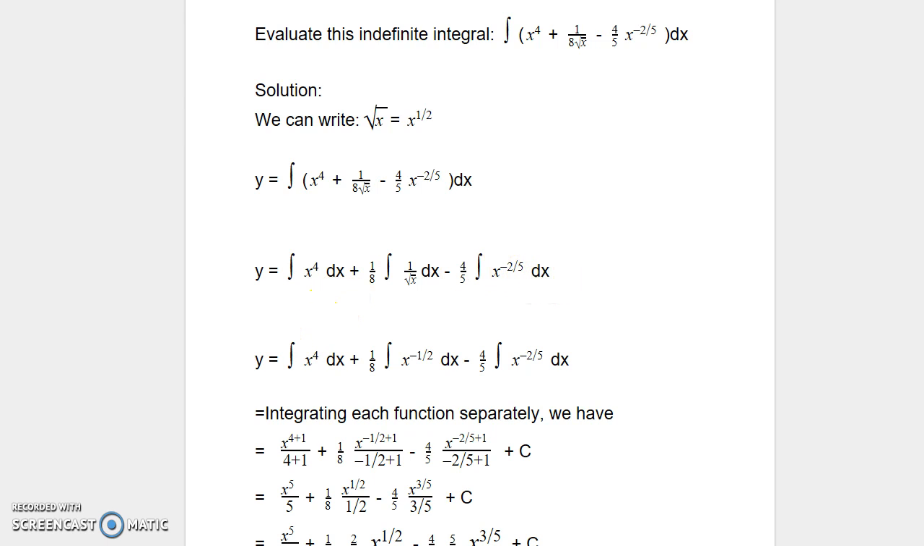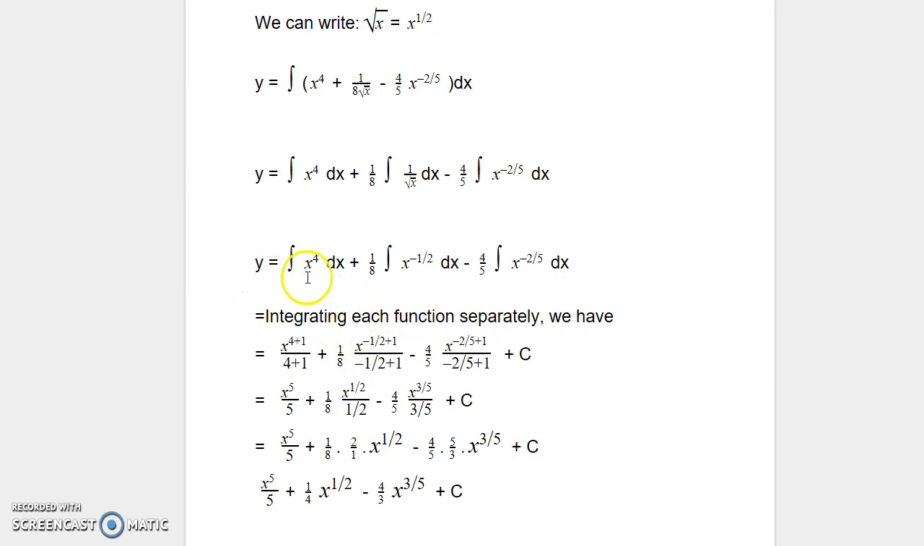Now, we want to convert the radical terms to exponential terms and then simplify from that point on. We want to convert them into exponential form because then we can use the power rule. Square root of x is equal to x to the power of half. The radical terms can be converted to exponential terms as shown here. So in the next step, we're going to write this radical term as an exponent. y is equal to integral x to the power of 4 dx plus 1 over 8 integral x to the power of minus 1 half dx.